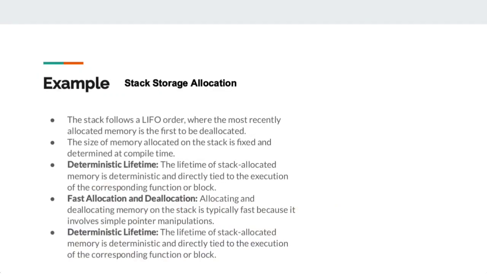An example of static allocation is stack storage allocation. The stack follows a LIFO order, where the most recently allocated memory is the first to be deallocated. The size of the memory allocated on the stack is fixed and determined at compile time. Deterministic lifetime. The lifetime of stack allocated memory is deterministic and directly tied to the execution of the corresponding function or block.